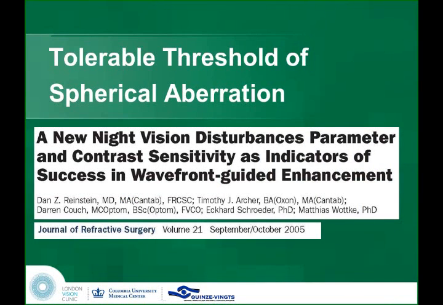The question is again, what is this threshold? Where is the spherical aberration level going to be well accepted by the patient and beneficial, and where is it going to be significantly elevated to a level where it's actually detrimental?